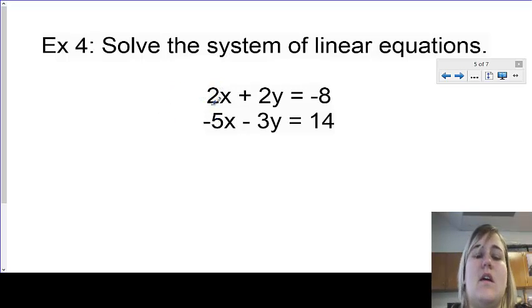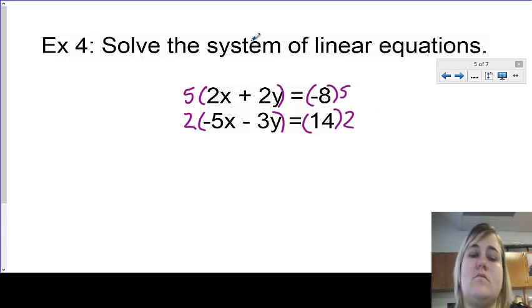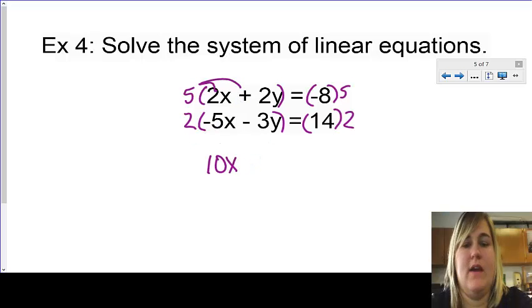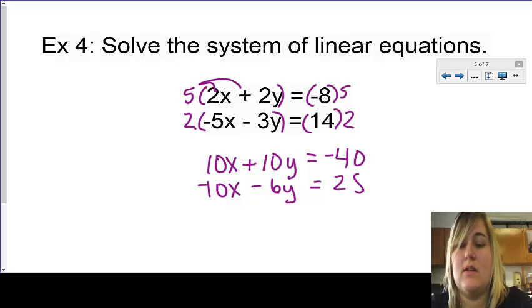To get these to be the same number, I'm going to have to use 10, because 2 doesn't go into 5 evenly. So I'm going to multiply the top by 5 on both sides. And I'm going to multiply the bottom one by 2, so I get 10 for this one also. So I get 10x, 5 times 2y is 10y equals negative 8 times 5 is negative 40. 2 times negative 5x is negative 10x. 2 times negative 3y is negative 6y equals 14 times 2 is 28.